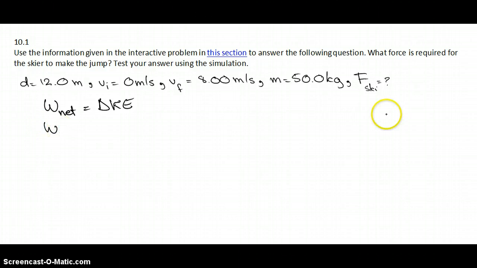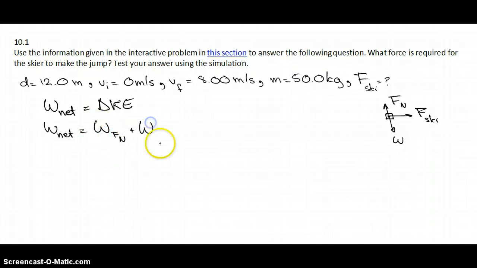Now, in this case, the person has these forces acting on him. There's the force by the ski, by his arms, there's his weight, and the normal force. So the net work would be equal to the work of the normal force, plus the work of the weight, plus the work of the force pushing him forward. Let's take a look at them one by one.